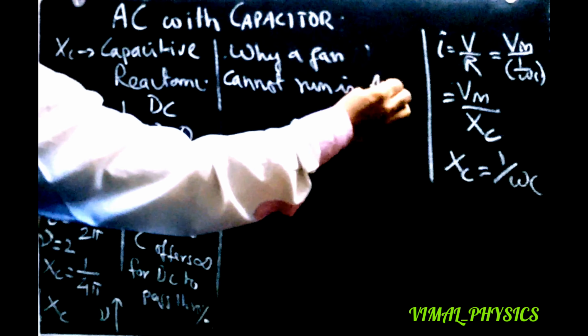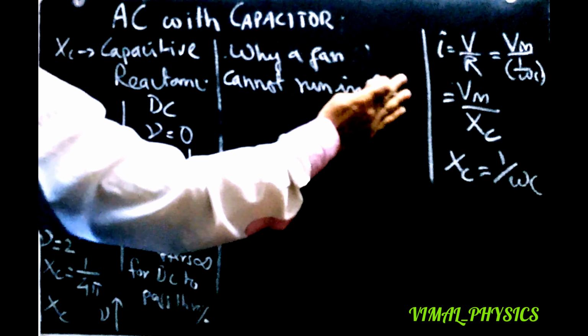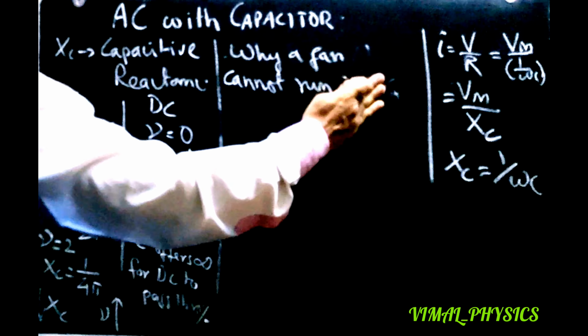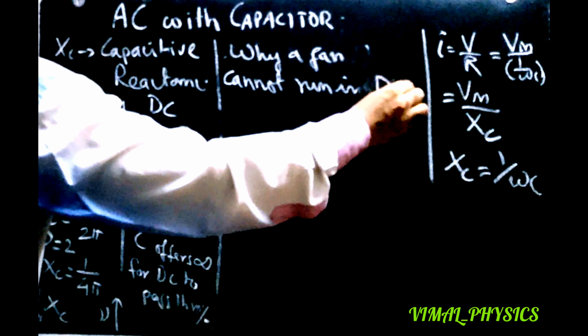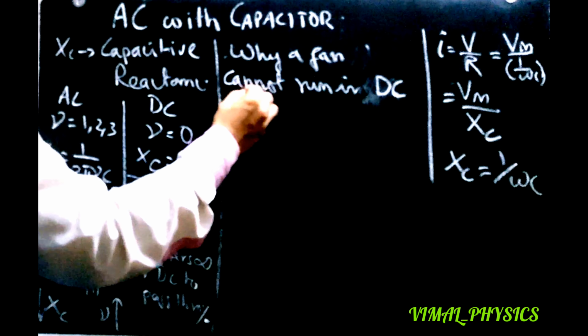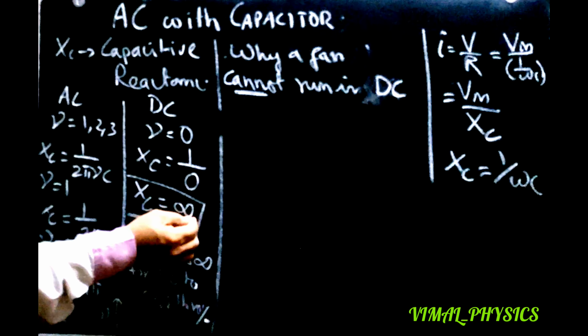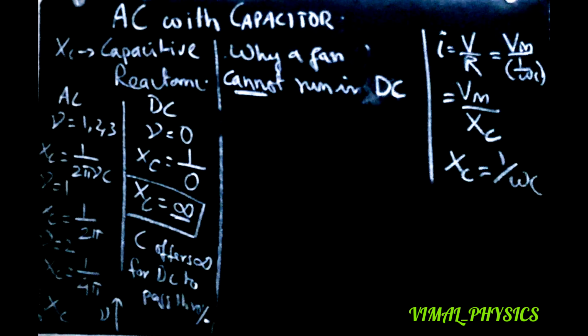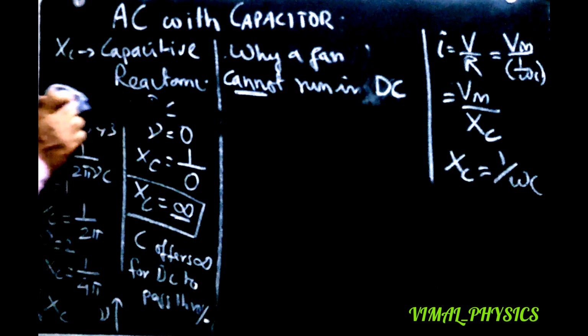So why a fan cannot run in DC: since the value is infinity, the capacitor offers infinite resistance for DC current. So a fan cannot run in DC. So that is what we are going over.